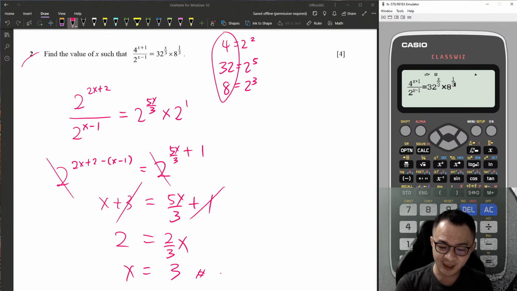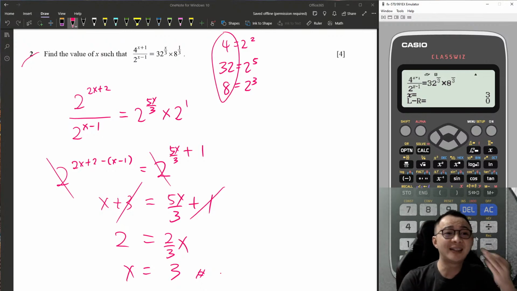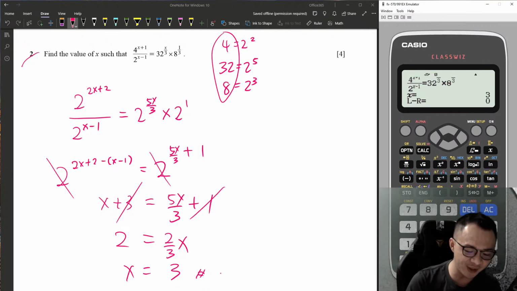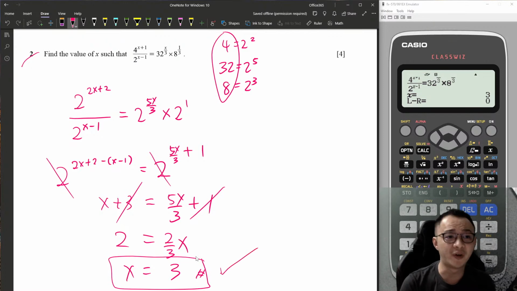Okay, so I type shift solve, and a random value 5 here. You can see when left hand side minus right hand side equals 0, the calculator literally tells me my x answer is 3. Then I check, is my x answer 3 here? Yes. Then I'm very confident to move on.